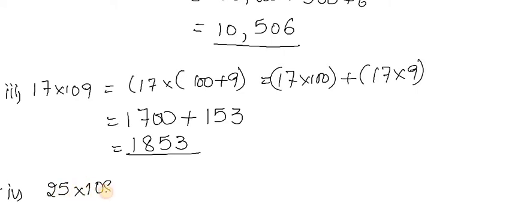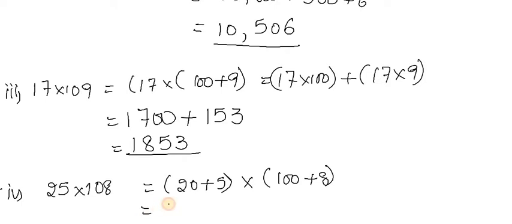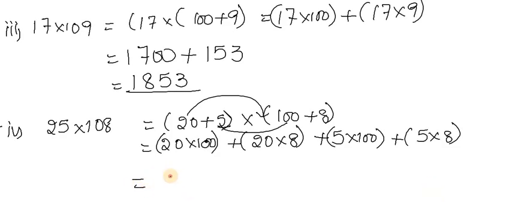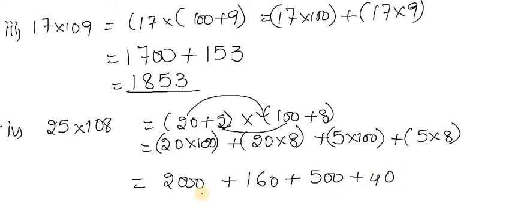25 into 108. So we will expand 25 as 20 plus 5 and 108 as 100 plus 8. So first 20 multiplied with this. 20 into 100 plus 20 into 8 plus, and what is the number now? 5. With 5 with this. 5 into 100 plus 5 into 8. 20 into 100 is 2000. 20 8s are 160. 5 into 100 is 500. 5 into 8 is 40.